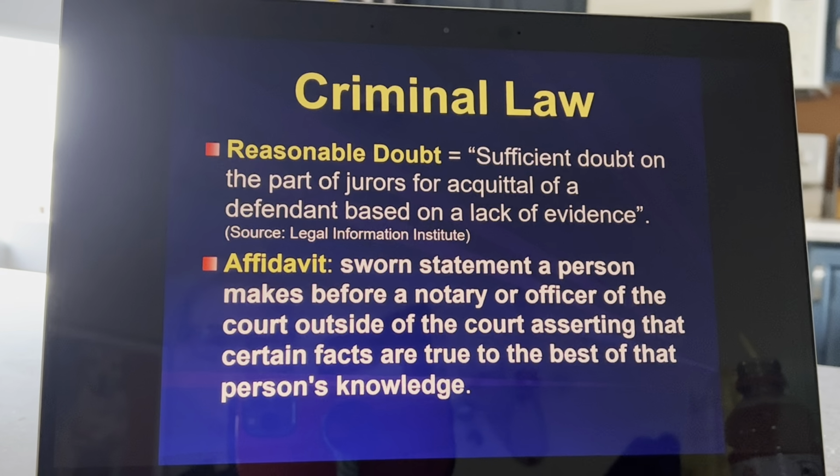Okay, so let's continue on. This is part 2 of the lecture for Introduction to Forensic Science. So we left off on this slide. So let's go through some more terminology.